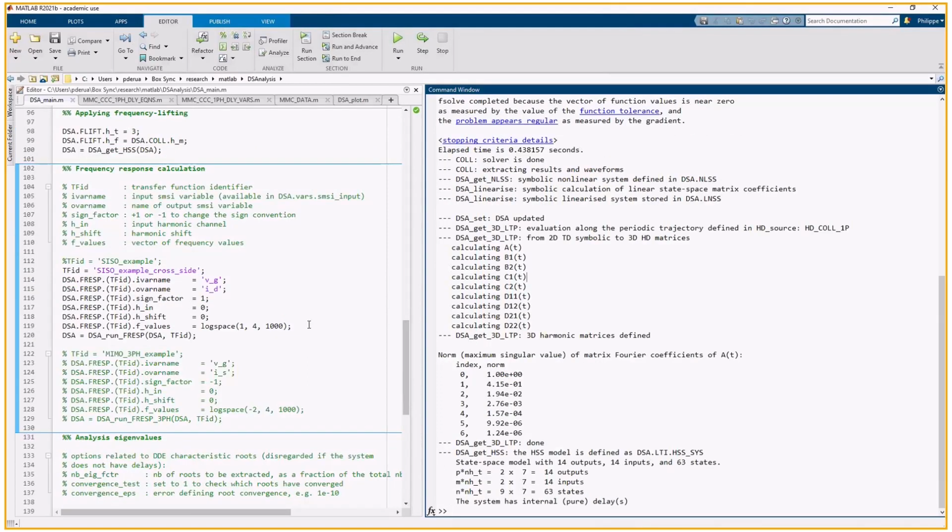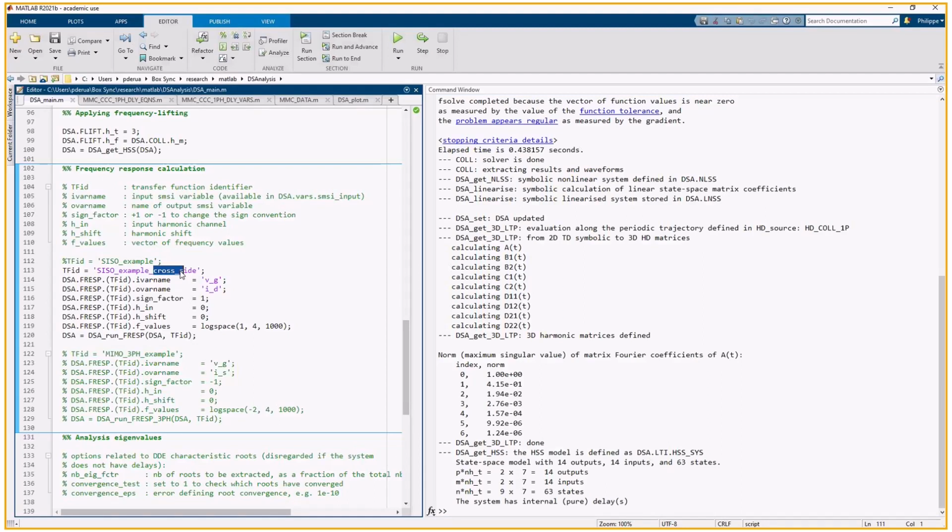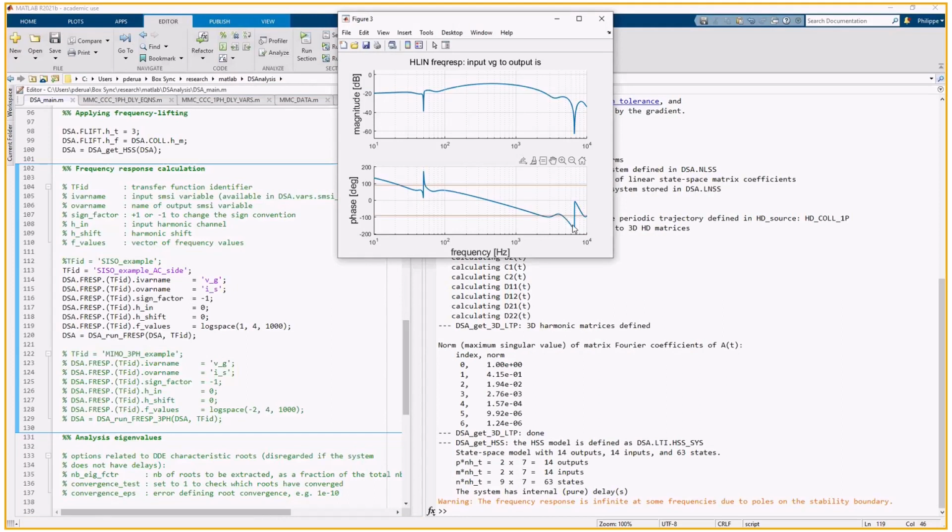Something else you can do with the delayed system, just as for the non-delayed system, is a calculation of a frequency response. So I will keep the AC side example of before, from VG to IS specifically. If I run it for this one, I see some of the more typical non-passive regions. Again, this is maybe unlike what is usually observed for MMCs, but let's recall that this is a very simplified MMC and that it is also single phase.